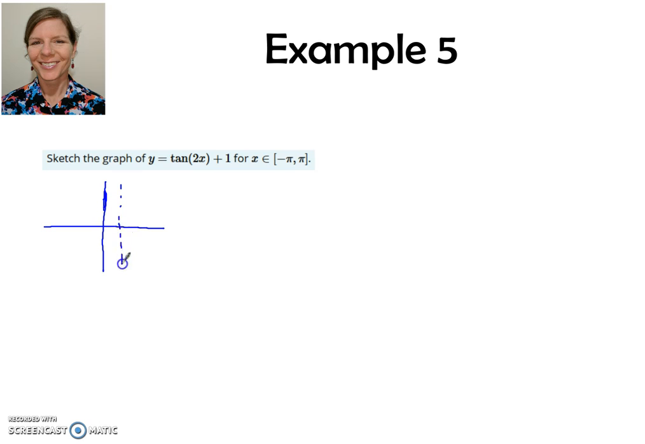So we've got pi on 4 there, 3 pi on 4, coming up like that to there. Okay, same again, like so. So you've got x is pi on 4, and x is 3 pi on 4.